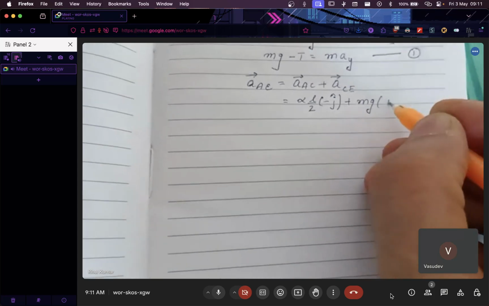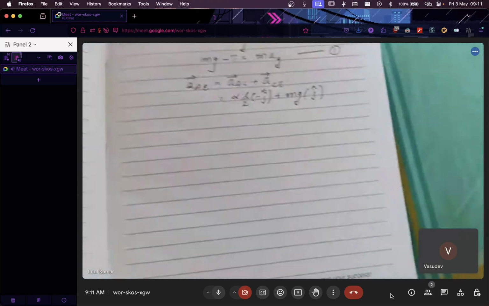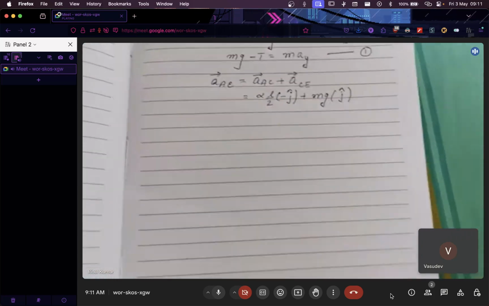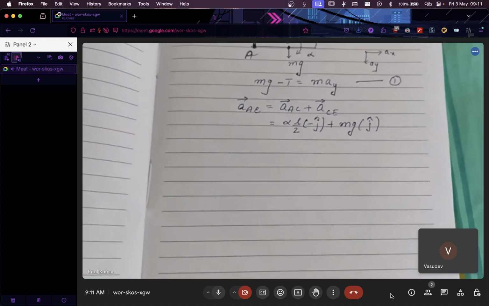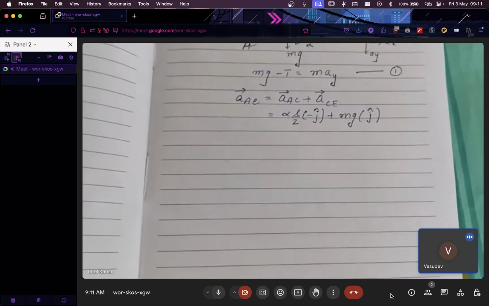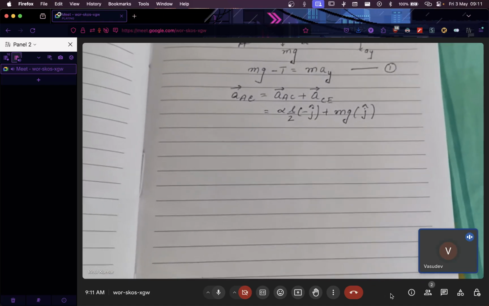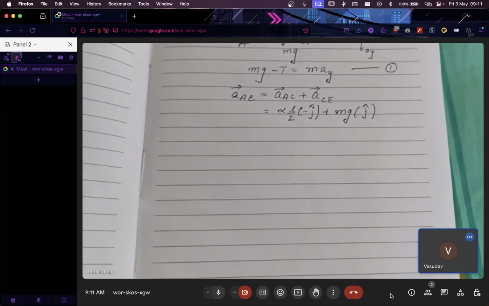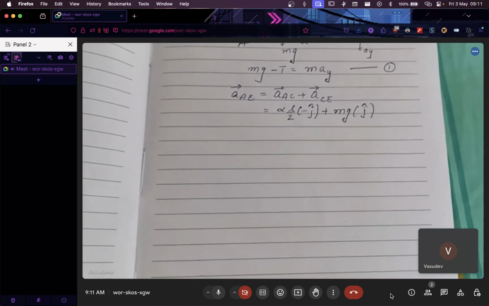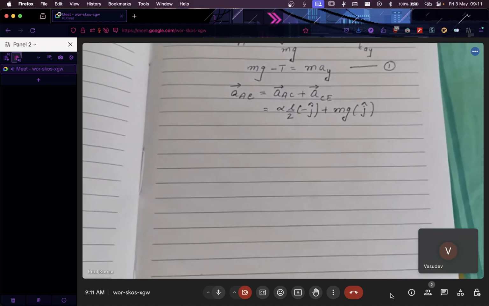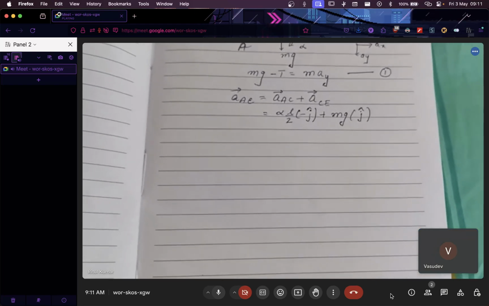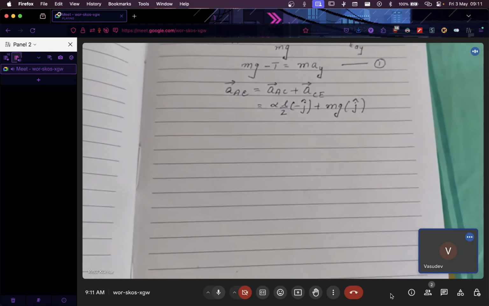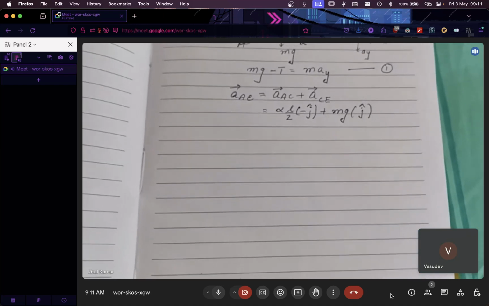And could you please help me decode it? Help me decipher why will it be mg in the direction j or downwards? So the net force acting in the downward direction is mg minus T, correct? So shouldn't it be mg minus T by m, the acceleration? Yes, that is what I'm asking. So it should be mg minus T by m, right? Yes.